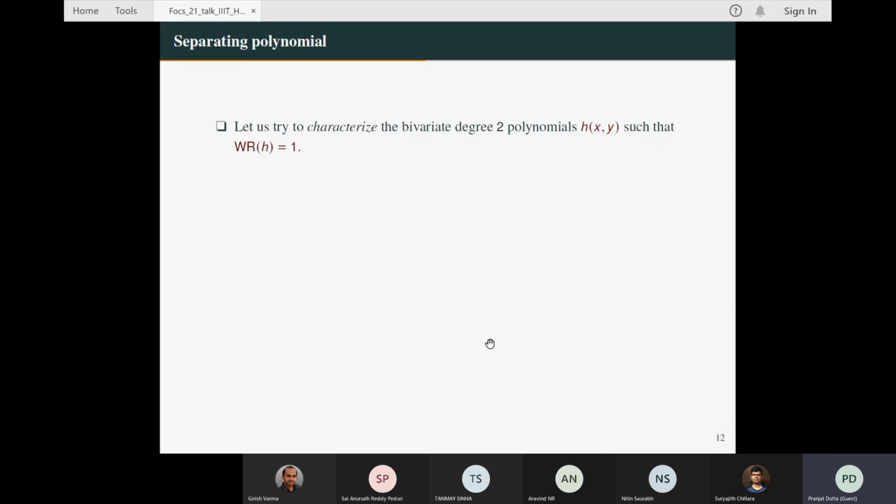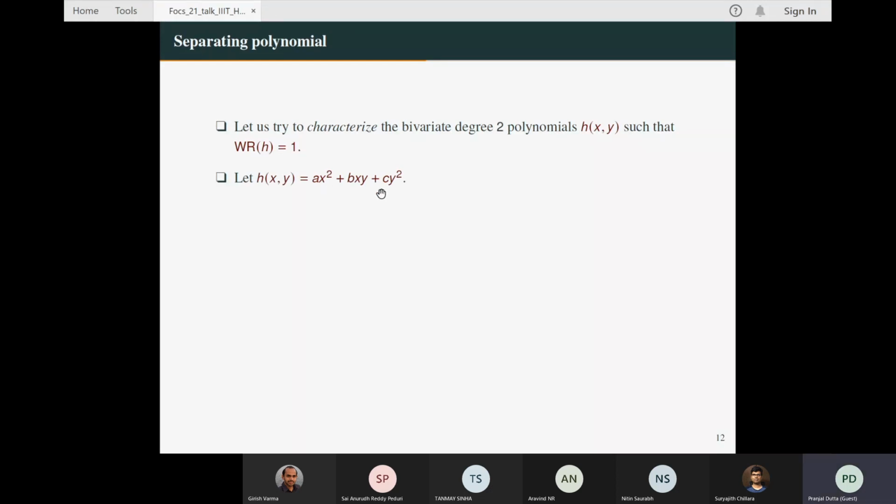Okay. To do that, I'll be talking about the simplest sort of setting that is possible. That is, let's just talk about bivariate degree 2 polynomials. So there are two variables x and y, and let's say it has degree 2, and I want to understand which polynomials h have Waring rank 1. Let's just try to characterize when a bivariate polynomial h can have Waring rank 1.